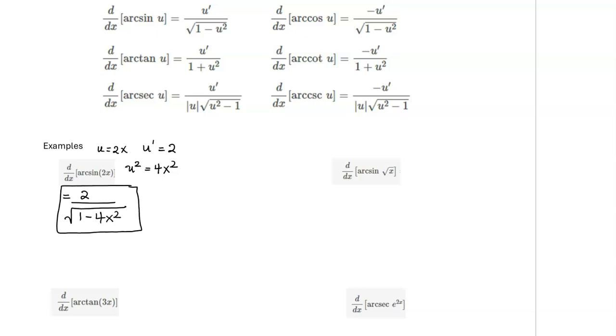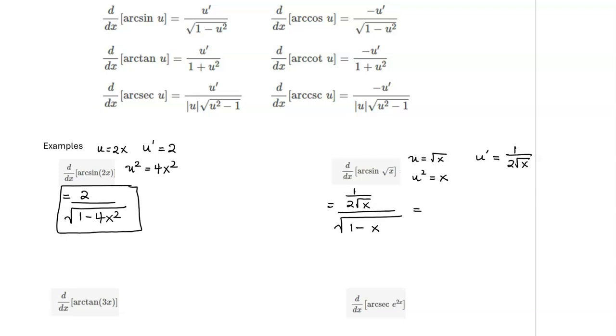In our second example, u, which is the input to arcsine, is the square root of x. u prime, its derivative, is 1 divided by 2 root x, and u squared is simply x. So now we begin filling this out to get our derivative. In the numerator, we have u prime, which is 1 over 2 root x, and in the denominator, we have the square root of 1 minus u squared, leaving us with 1 minus x.